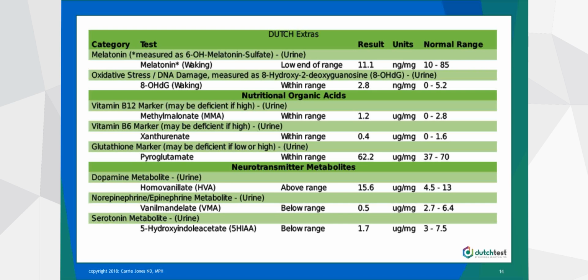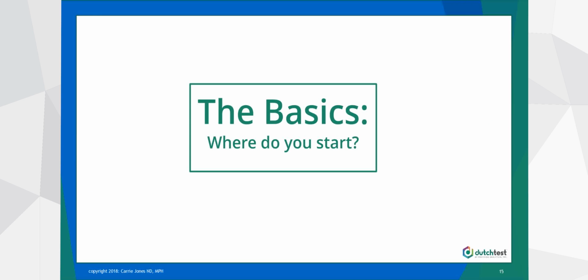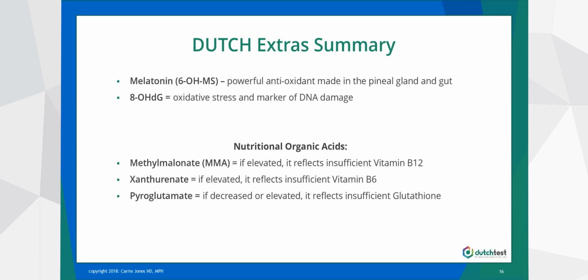When you get your Dutch Complete or your Dutch Plus, this is what page 6 looks like. We call it the Dutch Extras. So it looks a little bit confusing, so we'll walk through each one. Especially if you're brand new to this or newer to functional medicine, newer to functional testing, where do you even start? We do include melatonin and the oxidative stress marker, 8-OHdG. I'm not going to talk about either of them in this lecture. That is a different lecture, but I will be focusing on the nutritional organic acids.